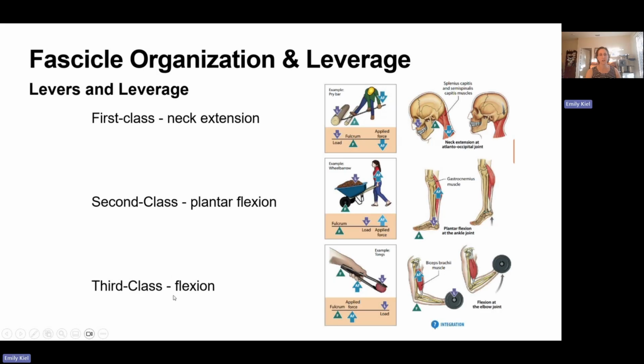And then the third class of lever is flexion in general. So here we've got the fulcrum with the force on its end and the load further away. So an example of this is the biceps brachii muscle. The elbow is our fulcrum, and the load that's pushing downward is the weight that this person's lifting. But the biceps muscle is going to apply force upward or superiorly that's going to allow the weight to be lifted.